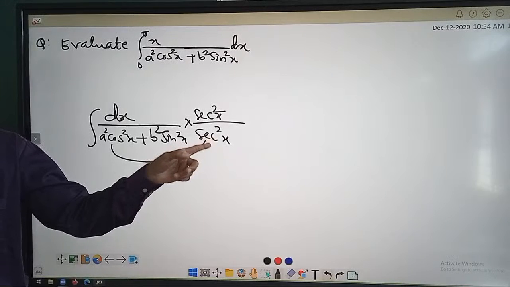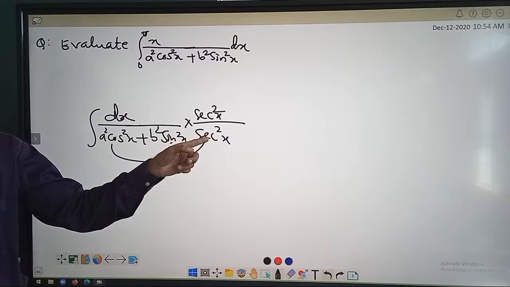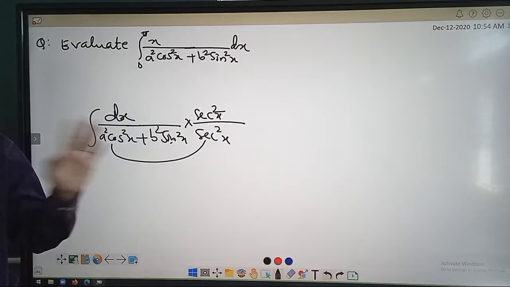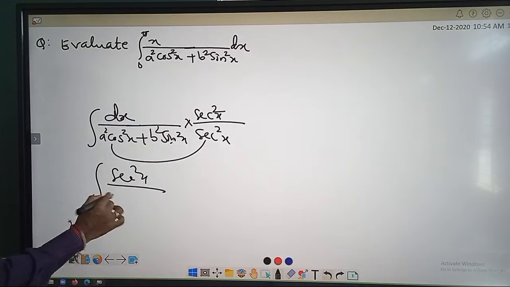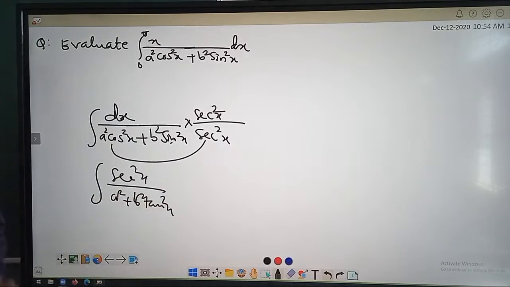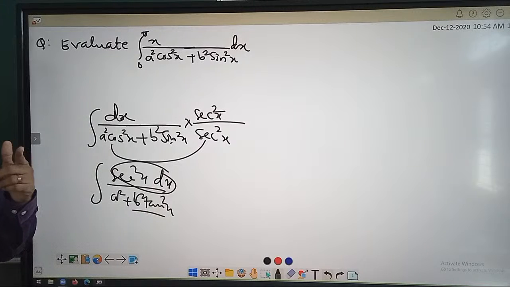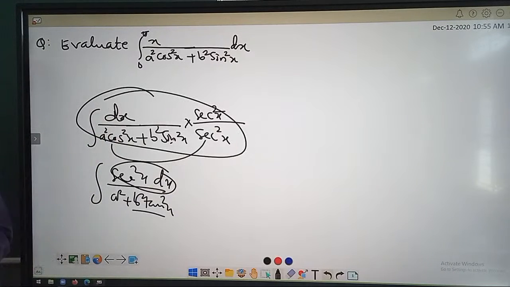Sec square means 1 by cos square, so these two cancel and 1 remains. Sin square into sec square means sin square divided by cos square, which is tan square. So it reduces to the form sec square x divided by a constant a square plus b square tan square x. Correct? Here I can put tan x equal to t, so sec square x dx equals dt. It reduces to the form 1 by a square plus x square, giving 1 by tan of x by a formula. This is a standard case.